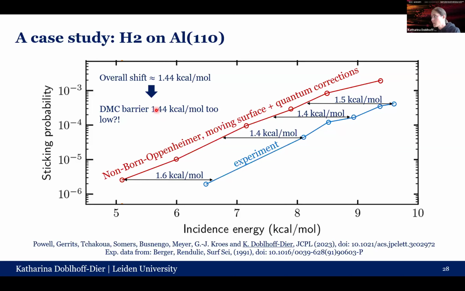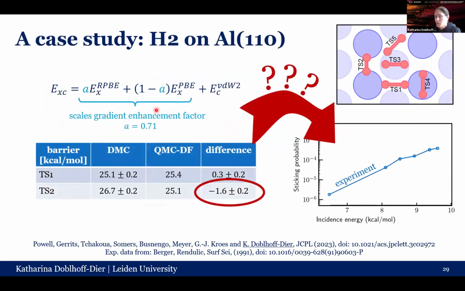Now that's not immediately obvious, in fact, because the second lowest lying transition state is very close in energy. It's about 1.5 kcals per mole higher if we believe the DMC calculation. So this would be the location of the transition state 1. The molecule dissociates over the long bridge site, and this is the location of the transition state 2. The molecule dissociates over the short bridge site. So these are the DMC predictions for these two barriers.